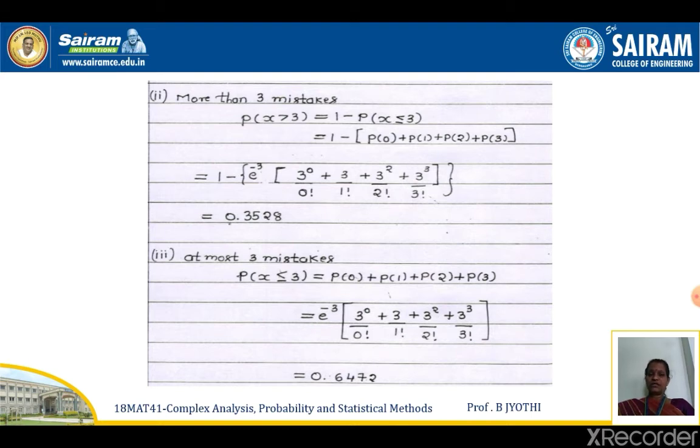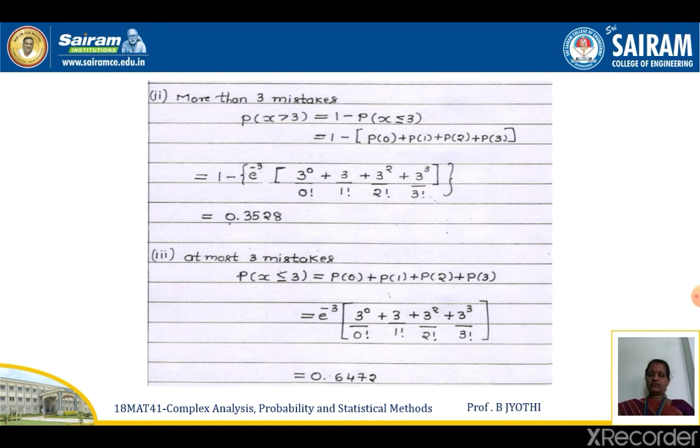So what we will do is take its complement, because the total of the probability is 1. From 1 we will subtract the probability of the complement of x greater than 3. The complement of x greater than 3 is x less than or equal to 3. That is very easy to compute. So we will take it as 1 minus p of x less than or equal to 3, that is 1 minus p of 0, p of 1, p of 2 and p of 3. That we will easily calculate, and we will get the answer by subtracting from 1.